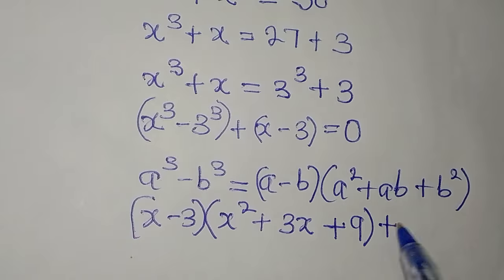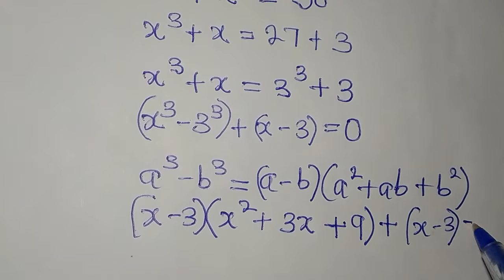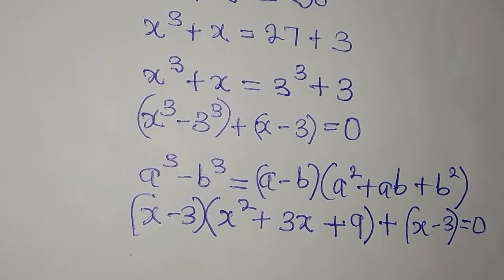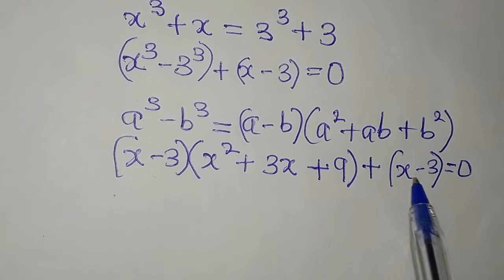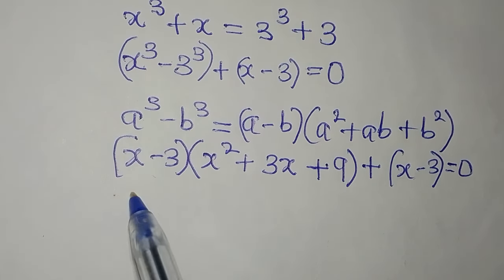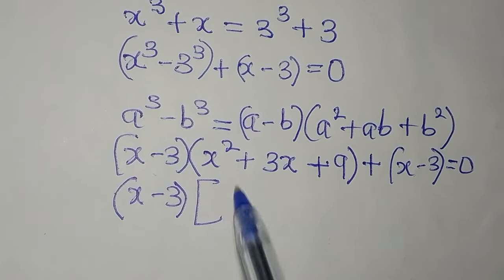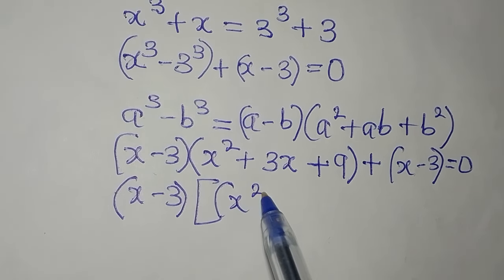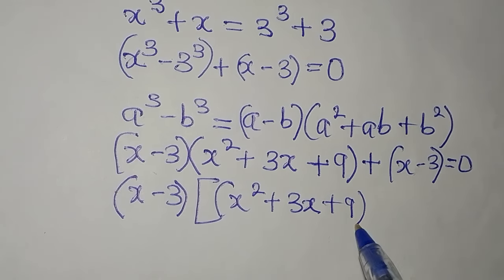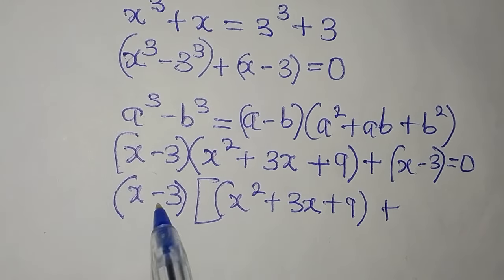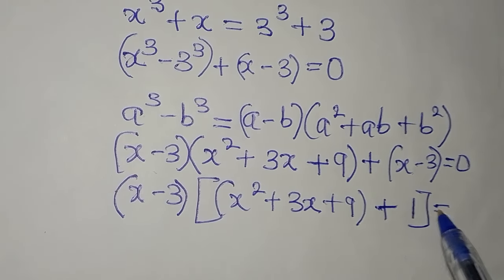Then plus what we have over here, which is x minus 3. Then we equate to 0. And then now we have these common terms. So let's have x minus 3 as a common factor. Then here, x squared plus 3x plus 9. Then we have this divided by this will give 1. So we have 1 over there. We equate to 0.